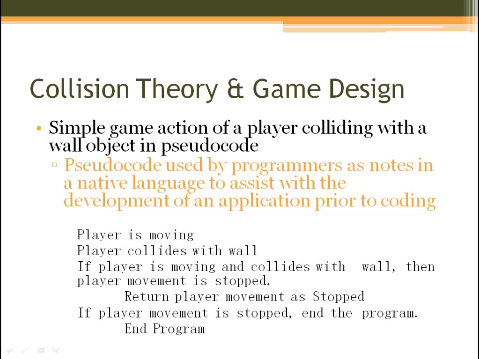Now, this simple set of pseudocode, or code in native language for programmers, is creating a simple scenario, and we're outlining an action, another action, a conditional statement, and if that conditional statement is true, then we have an action. Then we have another conditional statement. If that conditional statement is true, we have another action. The process of programming is very similar. Hence we use the pseudocode.